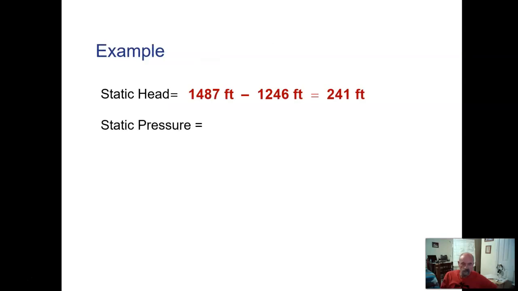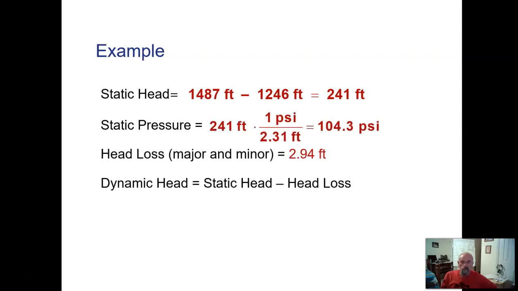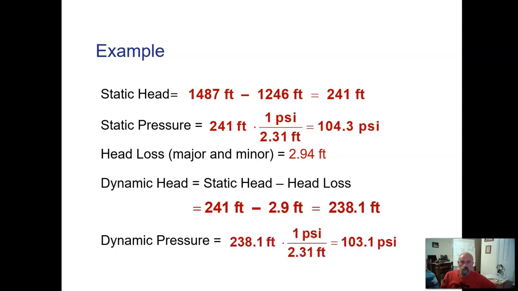The static head is the elevation difference between the water level in the tank and the supply line level. You would then calculate this. We would go through this, and we would come up with a dynamic working pressure of 103.1 psi. And for our residents, this would have to be reduced.